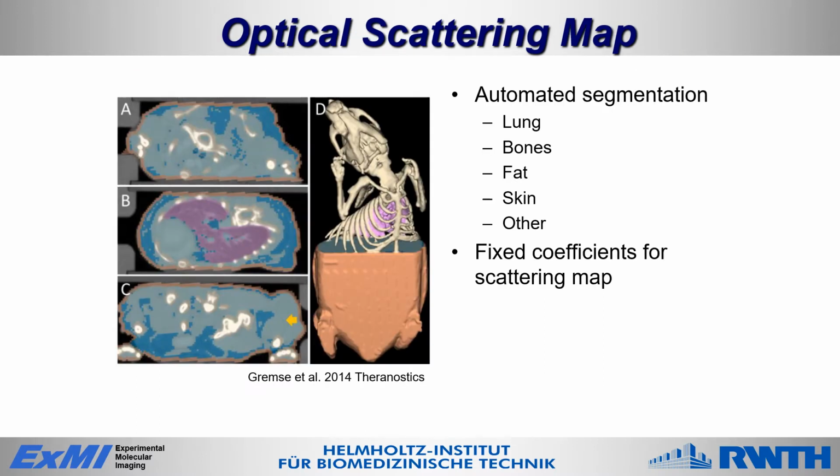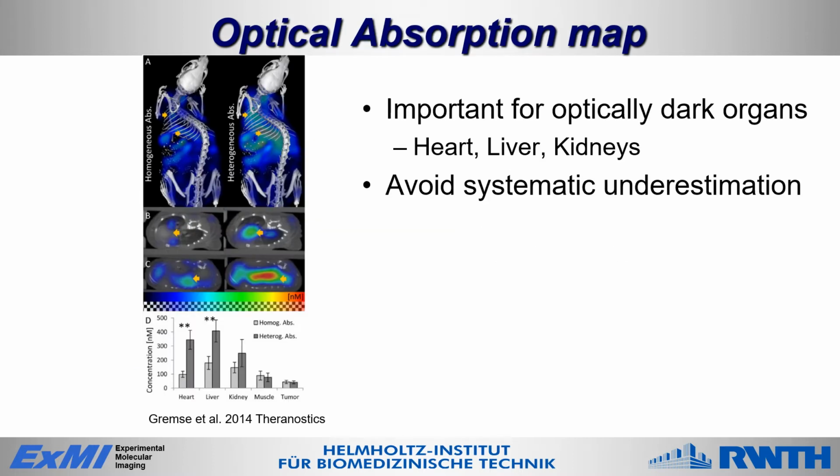The micro-CT data is also used to generate an optical scattering map in an automated way using an organ segmentation. So the tissue types lung, bones, fat, skin, and the remaining parts are automatically segmented and used in combination with fixed coefficients to generate a heterogeneous scattering map. Based on the shape, the scattering map, and the optical raw data, an absorption map is generated.